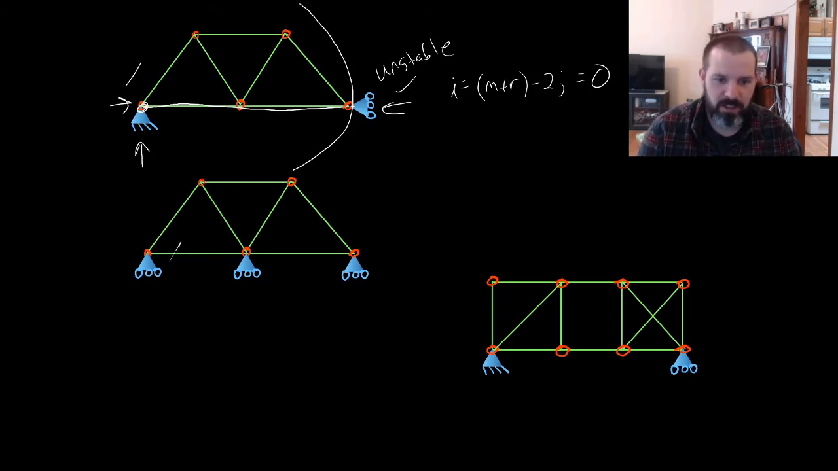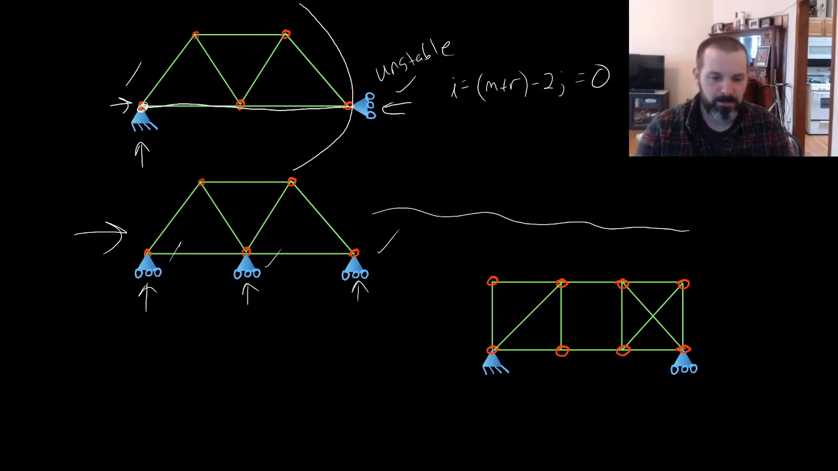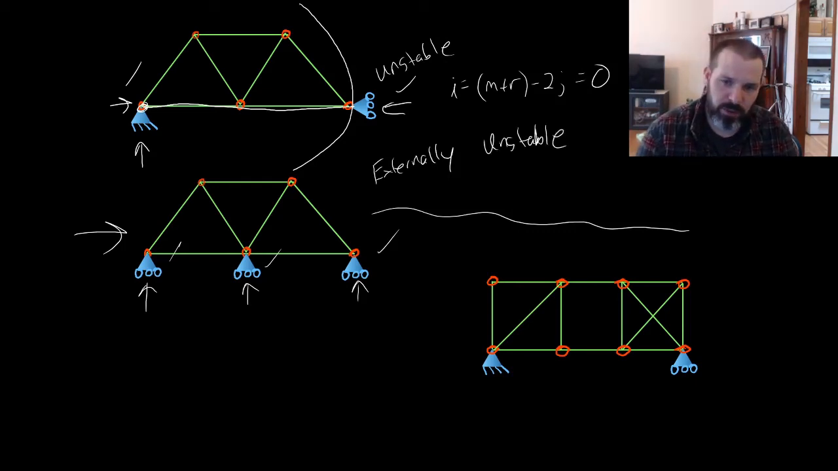Likewise, this truss down here is unstable. Right now, we have 3 vertical reactions. It's basically a skateboard. I can push on this truss and it's going to roll away. So these 2 here are known as externally unstable because of their supports.